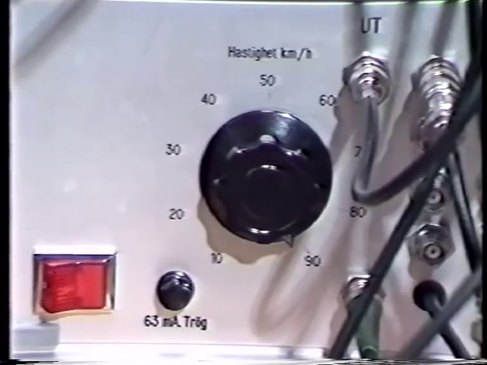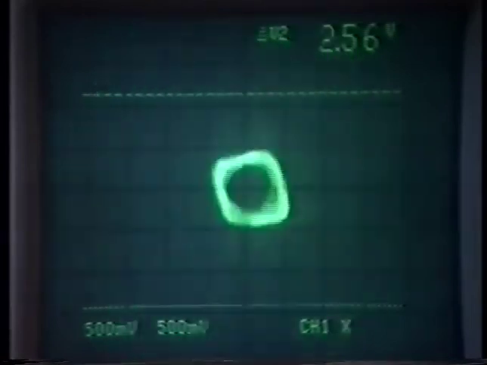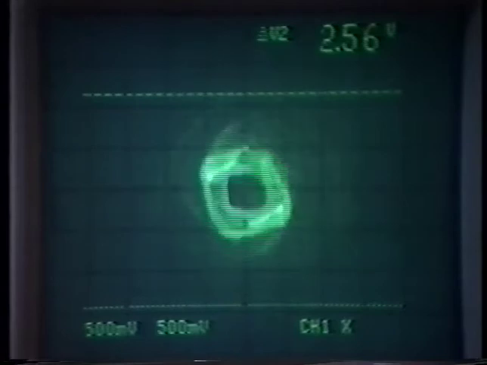Fading of the desired signal can be implemented by using a fading simulator. At 10 km per hour, the resulting signal looks like this. At 50 km per hour, this is the result. At 90 km per hour, this is the resulting XY oscilloscope diagram.